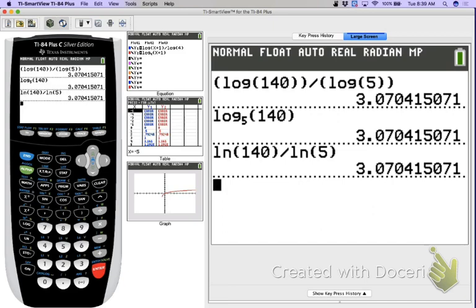So you can do change of base either with a natural log or a log. It does not matter. If you have to evaluate and you have to do change of base, you can use either one, either as a natural log or as just a common log or log base 10.